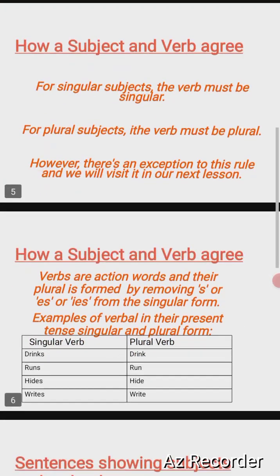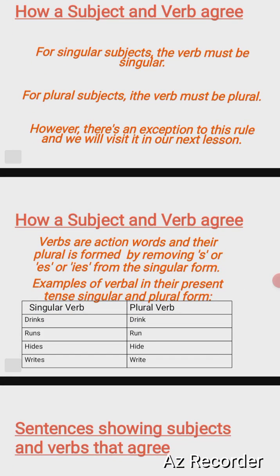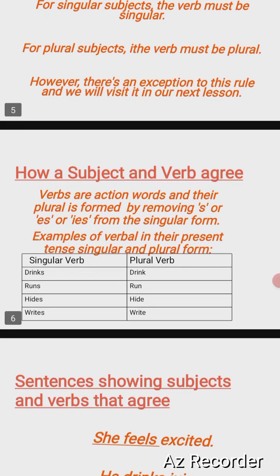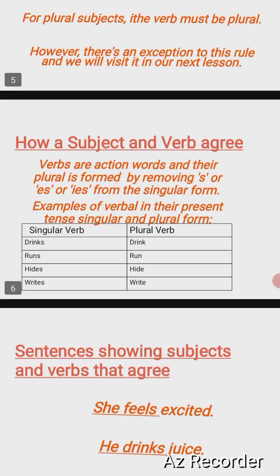How do subject and verb agree? For singular subjects, the verb must be singular. For plural subjects, the verb must be plural. However, there's an exception to this rule, and we'll visit it in our next lesson.